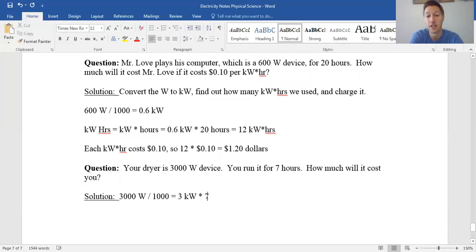How many hours are you using it for? 7 hours, so 3 kilowatts times 7 hours equals 21 kilowatt hours. If it's in Omaha, times that by 10 cents. And that's going to cost you for the day $2.10. That would be the cost for you to run your dryer 7 loads on a Saturday.